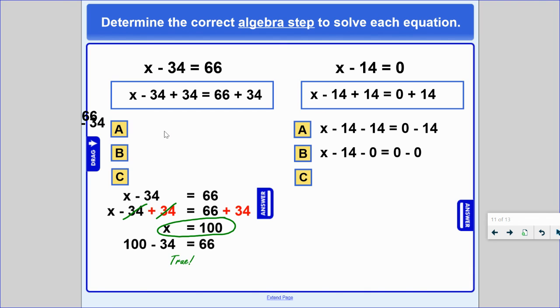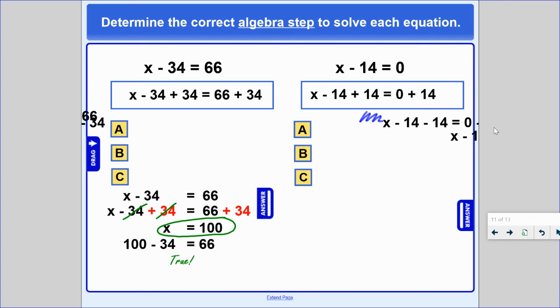Add 14 to one side, add 14 to the other, so we're fair. Minus 14 plus 14 cancel out, leaving us with x equals, that's what we wanted. Subtracting 0 doesn't really get x isolated and by itself. Subtracting 14, well, that is fair to both sides, but minus 14 and another minus 14 makes x minus 28, and we still have not isolated the variable to get x by itself. That's not helpful to us. So choice C was the proper algebra step.